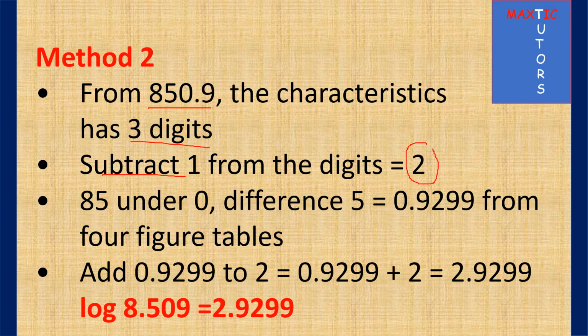Then you now go to your 4-figure table and check 85 under 0, difference 5. Difference what? 5. So 85 under 0, then difference 5, will give you 0.9299 from the 4-figure table. So what you just need to do is to add that 0.9299 to 2. Which 2? This 2 that you arrived at here. And that will give you 2.9299.